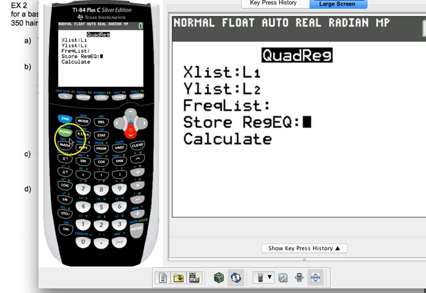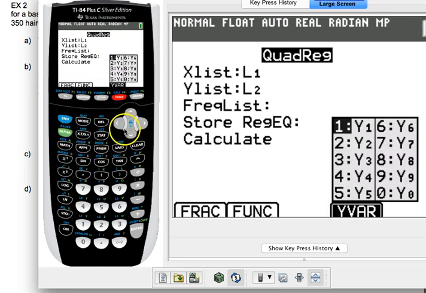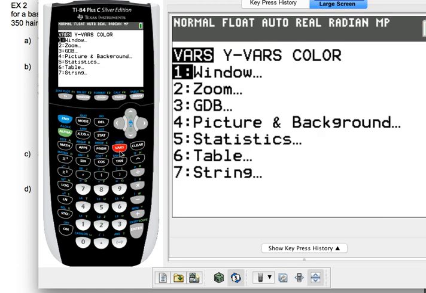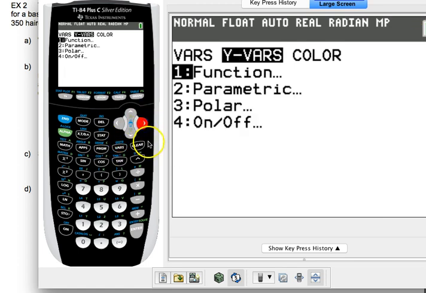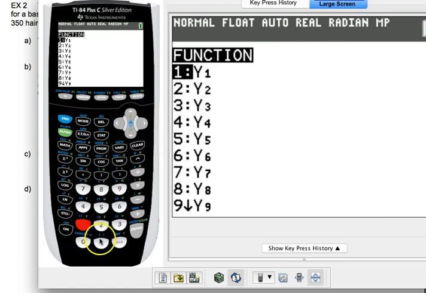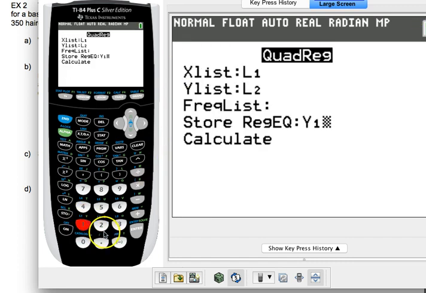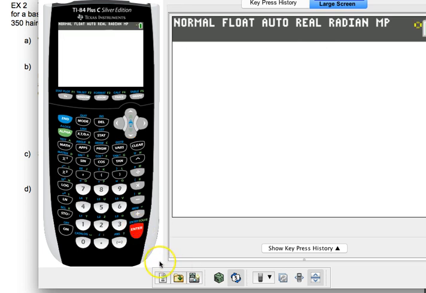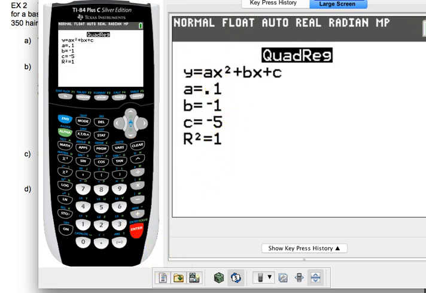If you have a newer calculator, you can press alpha trace and choose your guy here. If you do not have that, then you'll need to press vars. Go to yvars, choose function, and then select it from there. So 2 ways to do that. Scroll down to calculate, and it's going to spit out my quadratic answer for me. So y equals 0.1x squared plus or minus x minus 5.